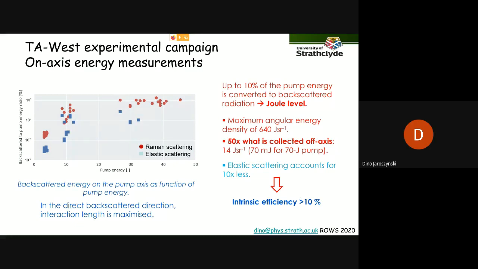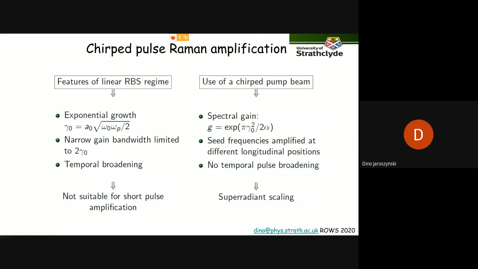By measuring just the spontaneous backscattering of radiation, one can estimate how much energy can be scattered back by the plasma. What we've measured here, just by looking at the backscattered light without the seed present, is about 10% of the energy backscattered into the seed direction. And you can backscatter joule level radiation backwards. You're putting in about 50 joules in this particular case, between 30 and 50 joules, and you backscatter of the order of a joule or so back.